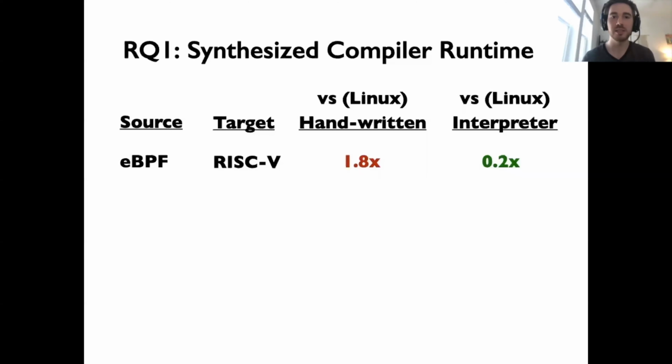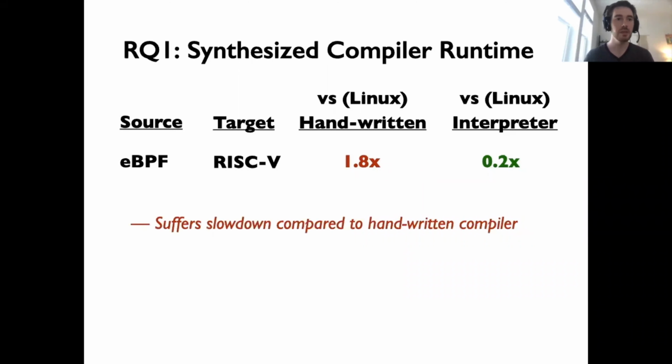Our first synthesized compiler takes eBPF to RISC-V. To measure performance, we compiled several real-world eBPF filters, ran those filters with a predefined packet, and took the average runtime of all filters. When compared to code from a handwritten Linux JIT compiler, the JITsynth compiled code ran about 1.8 times slower on a RISC-V processor.